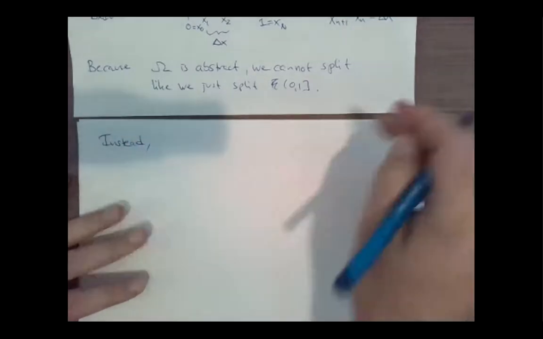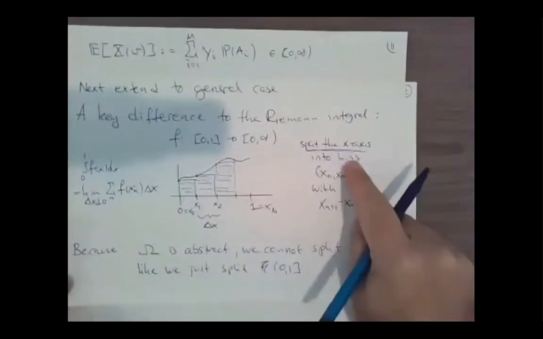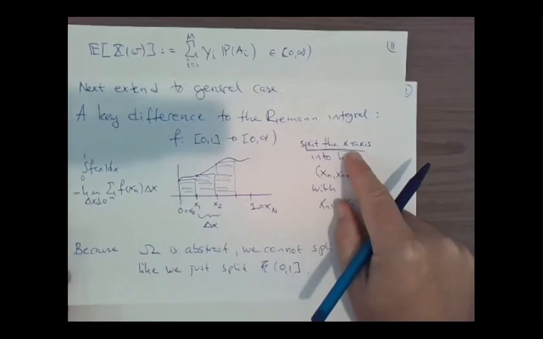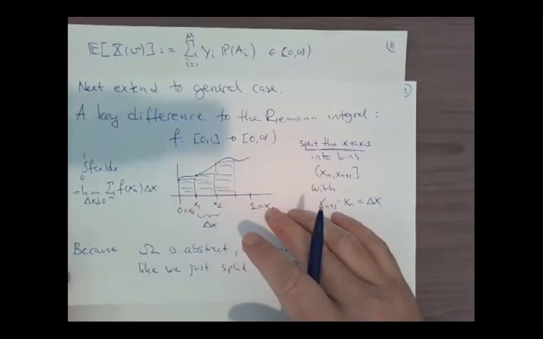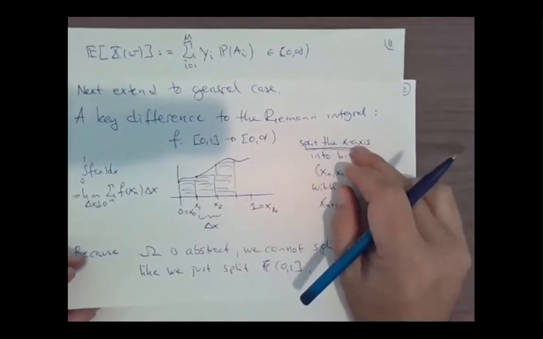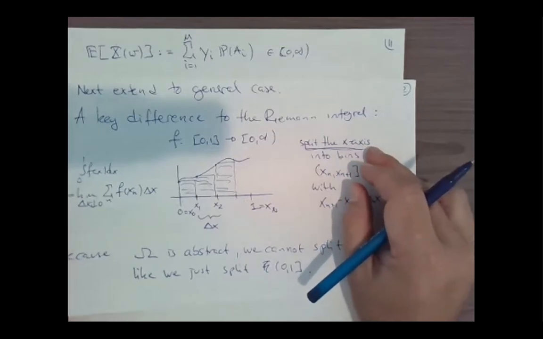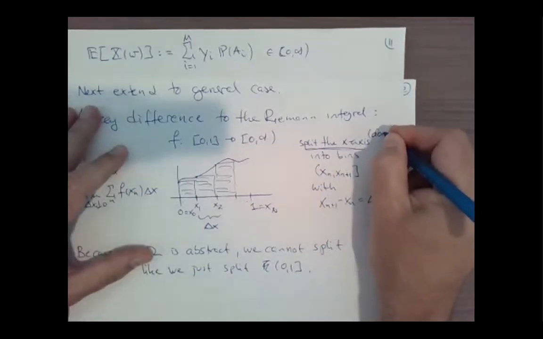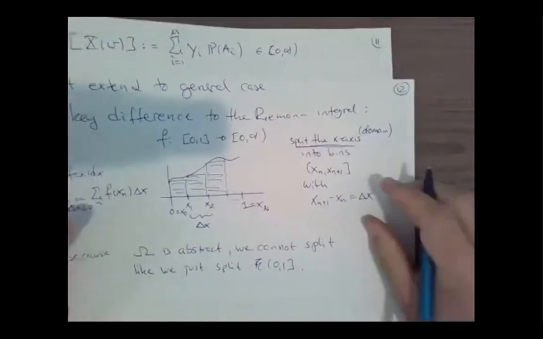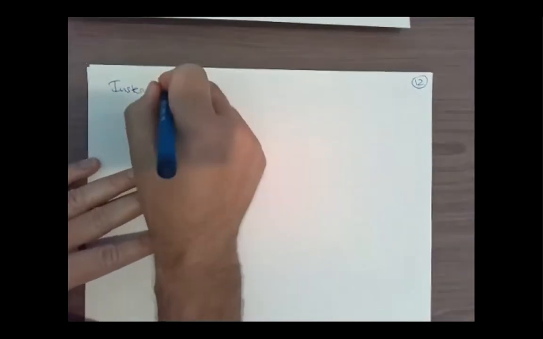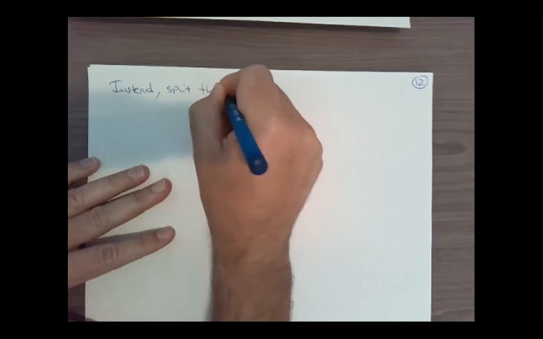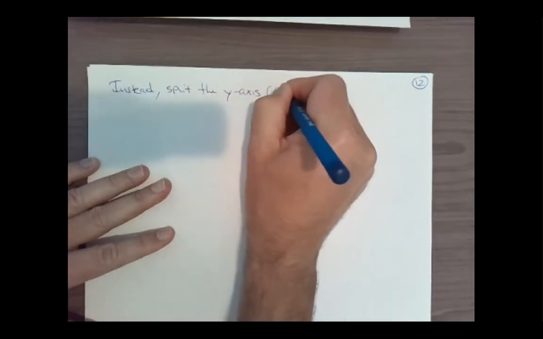So instead, Lebesgue's approach was: well, if you can't split the x-axis, and the x-axis is the domain, then maybe you can split the codomain, that is the y-axis. This one here is the domain. So instead, split the y-axis. This is our codomain.